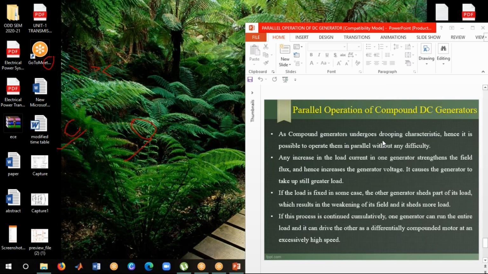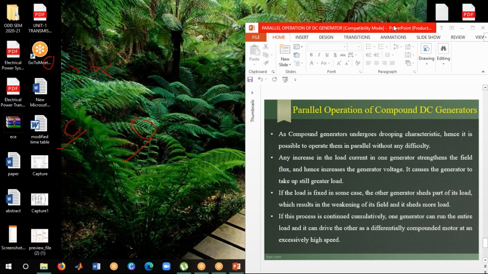As the compound generators, it is possible to operate them in parallel without any difficulty. So మనం ఈజీగా ఆపరేట్ చేయొచ్చు. Any increase in the load, one generator strengthens the field and increases the generator voltage, it causes that generator to take more than the load. So ఈ విధంగా ఉన్నప్పుడు ఏమవుతుందంటే the generator has the capacity to increase more than the rated capacity. సో ఈ విధంగా మనము రెండు రకాలుగా యూజ్ చేయొచ్చు.